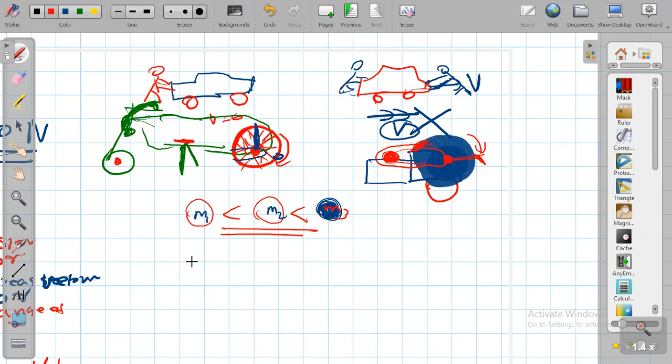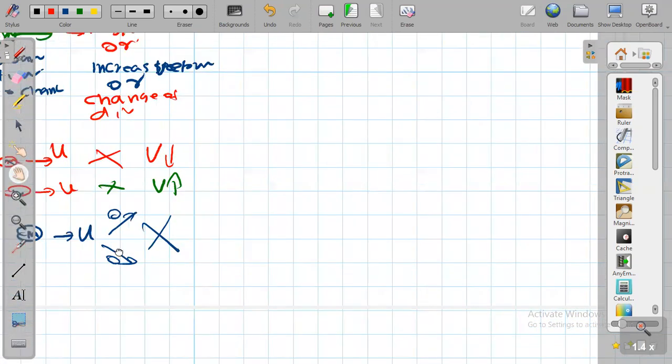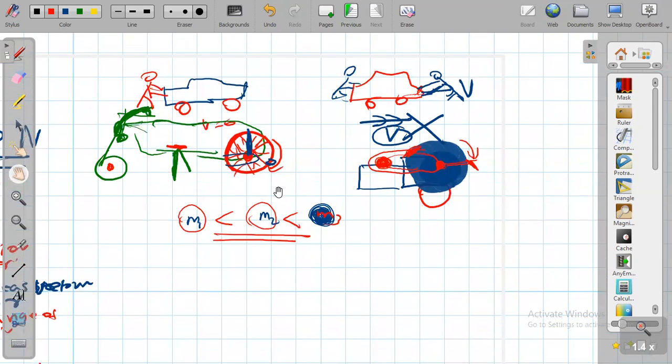Now write this in a new line. Inertia is caused due to mass. Now write this in a new line. Cause: mass. When there is a high mass, the inertia is also high. Inertia is also high if the mass is high.